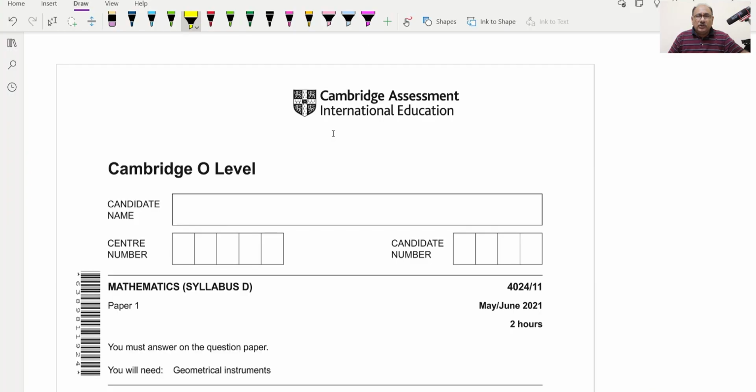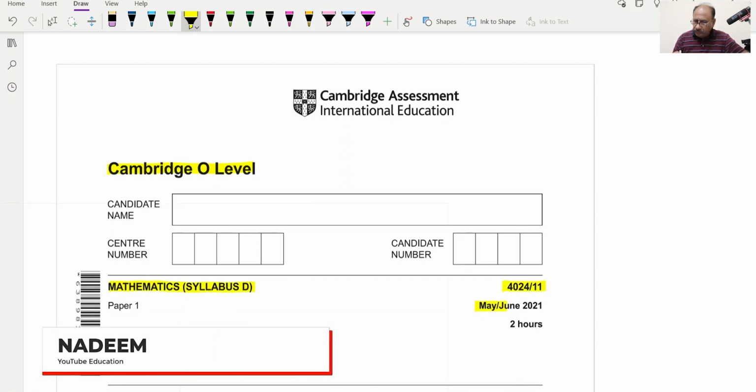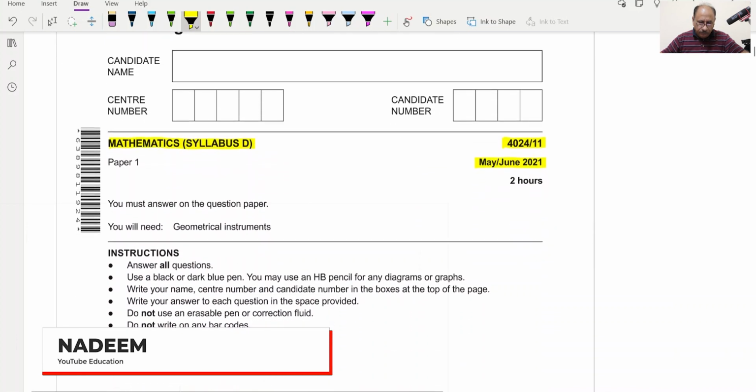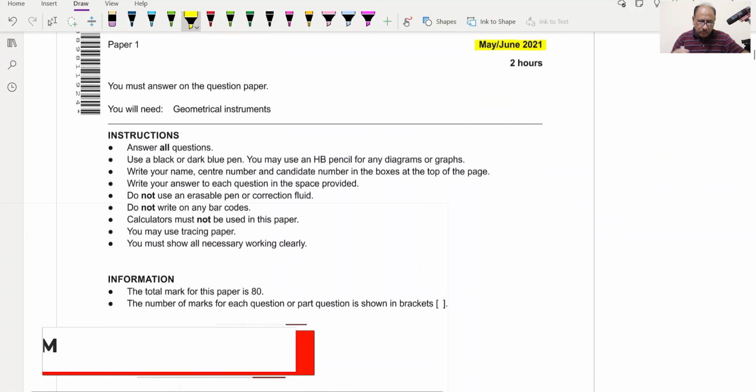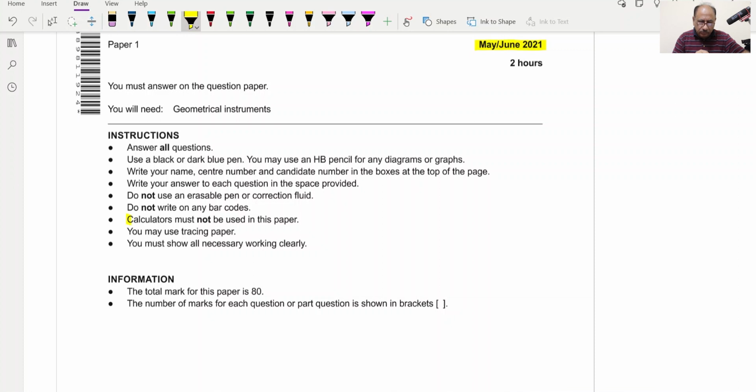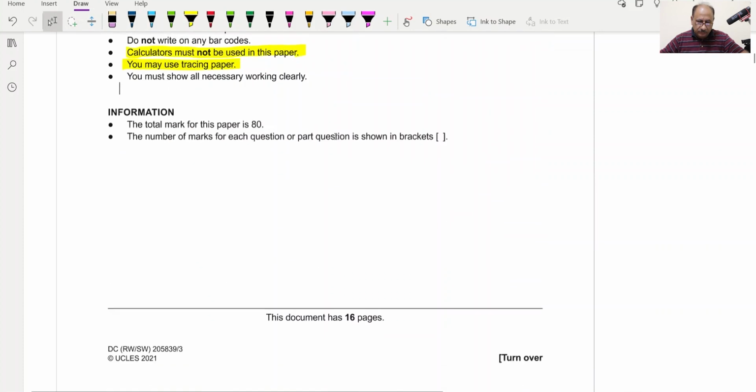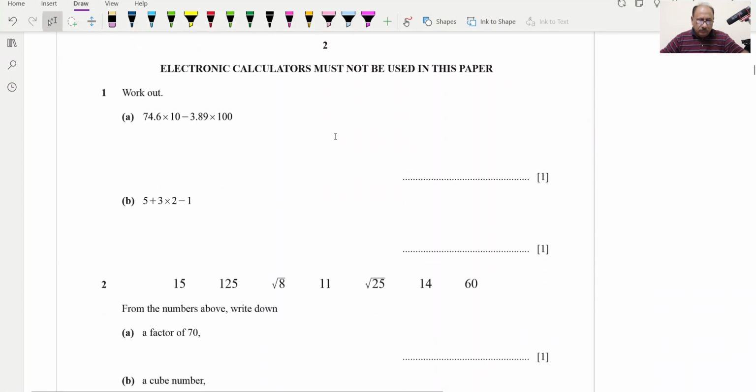Hello everyone, today we'll be going through Cambridge O-Level Mathematics Syllabus D 402411 May-June 2021. You must be knowing that in this paper you cannot use a calculator. Calculator must not be used in this paper, but you can use tracing paper. Now we can move to the question.